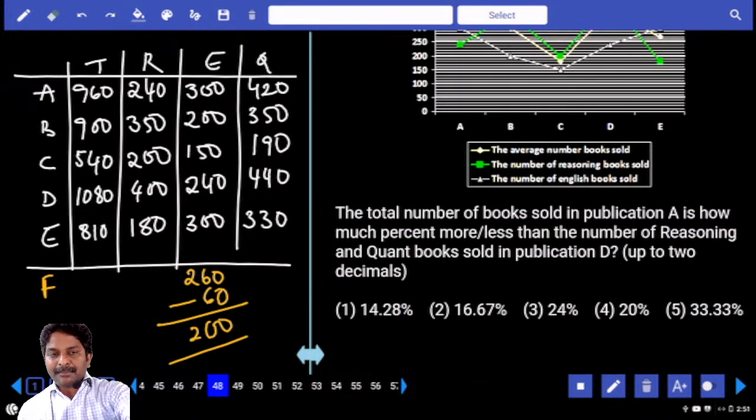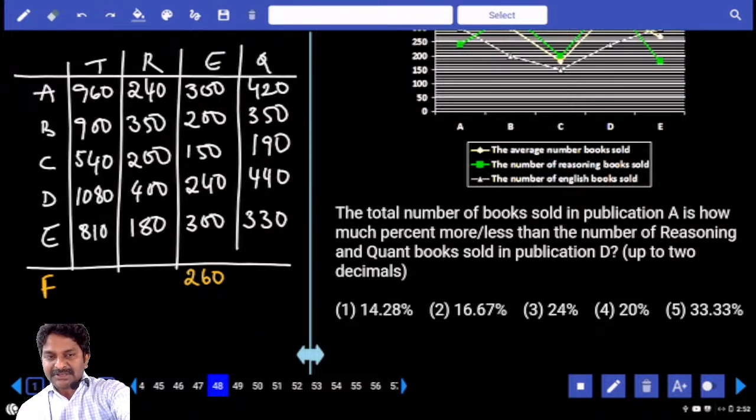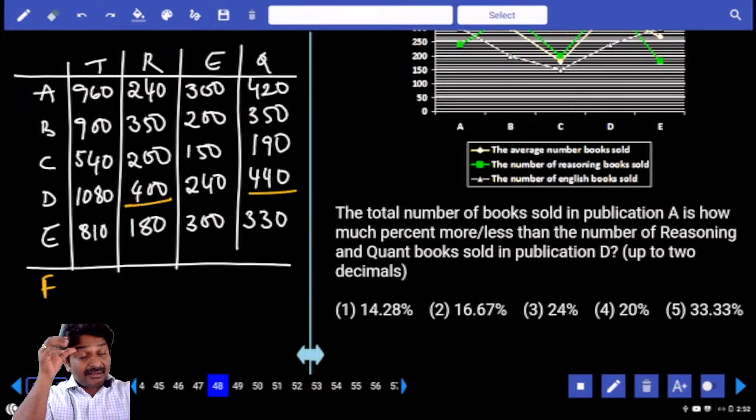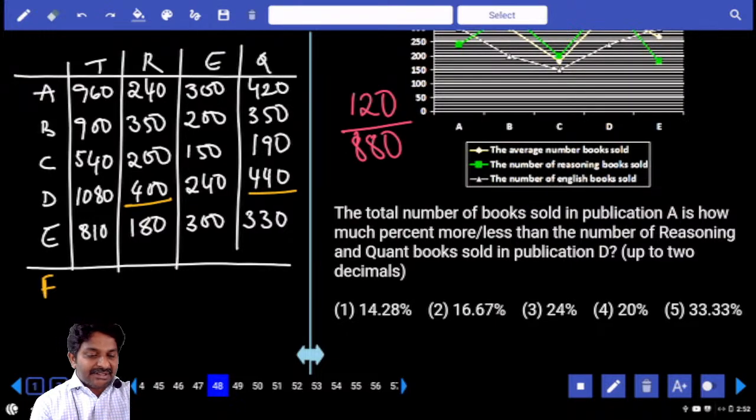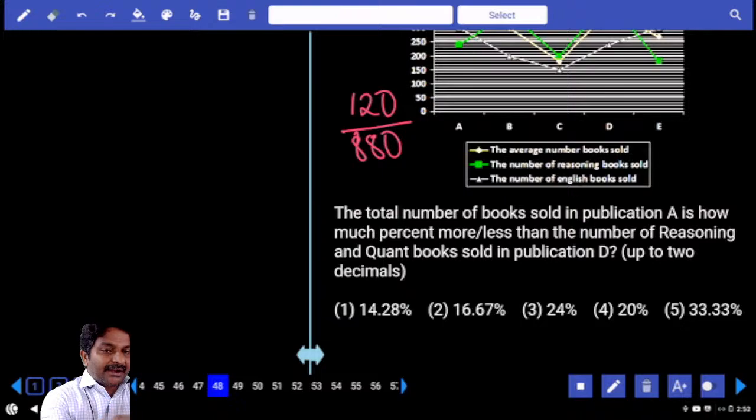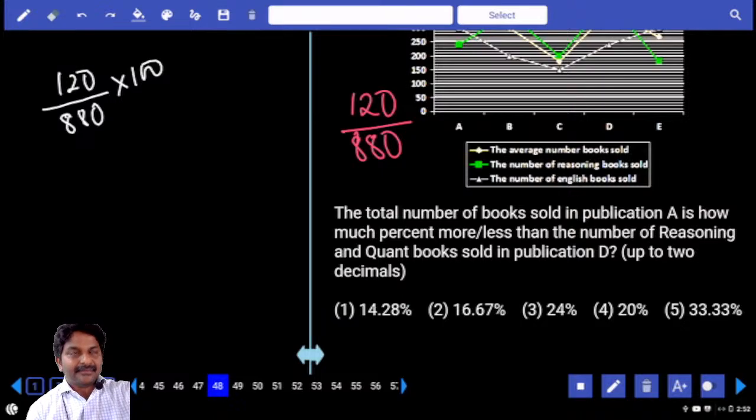Total number of books sold in publication A is how much percentage more or less than reasoning and quant books sold in publication D. Reasoning and quant books sold in publication D are 400, 440, which is 840. Total books in A is 960. 960 is how much more than 840? 120 more. Percentage into 100 only. So now we need to identify 120 as a percentage with respect to 840.